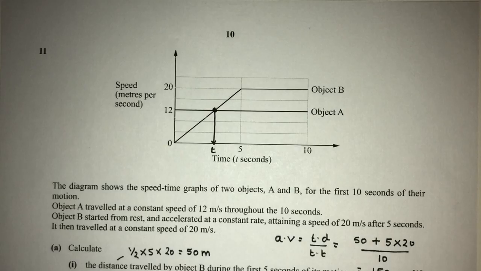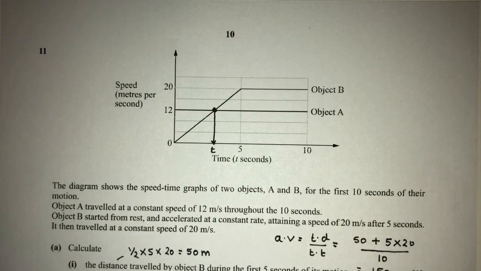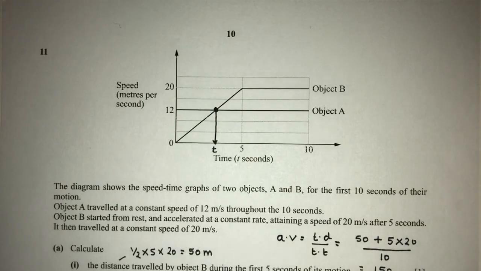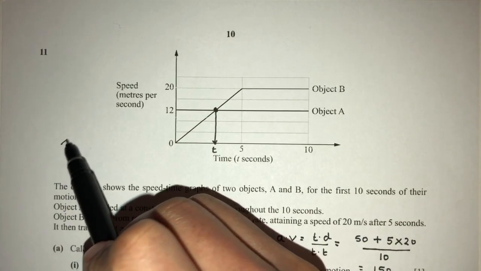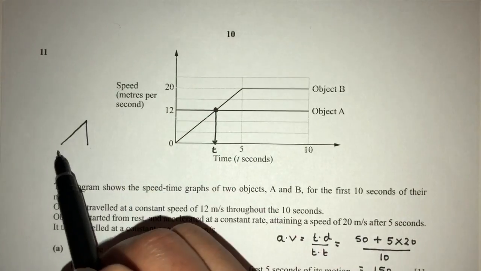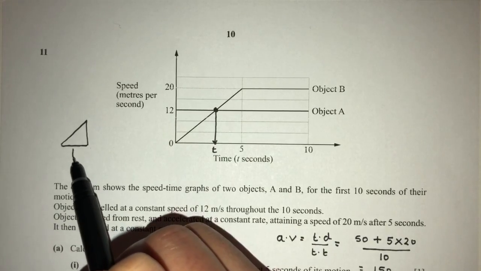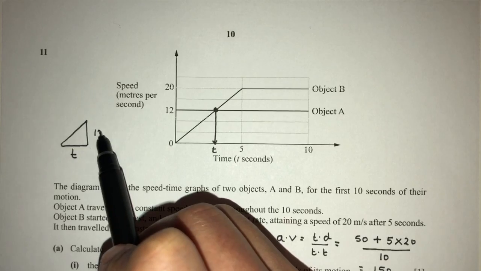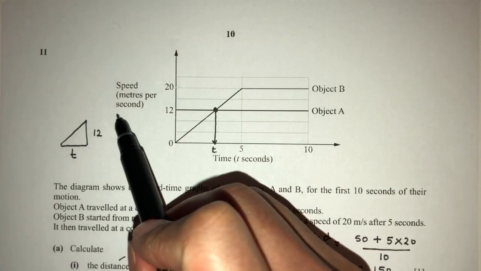Okay, so they travel at the same speed, the speed of 12. We can find this in many ways, but we will use the method of similar triangles. You can see we have this small triangle here, which is this. This is 0 to t, that will be t, and the height is 12, as you can see. Now we have this big triangle here, which is this one, right?